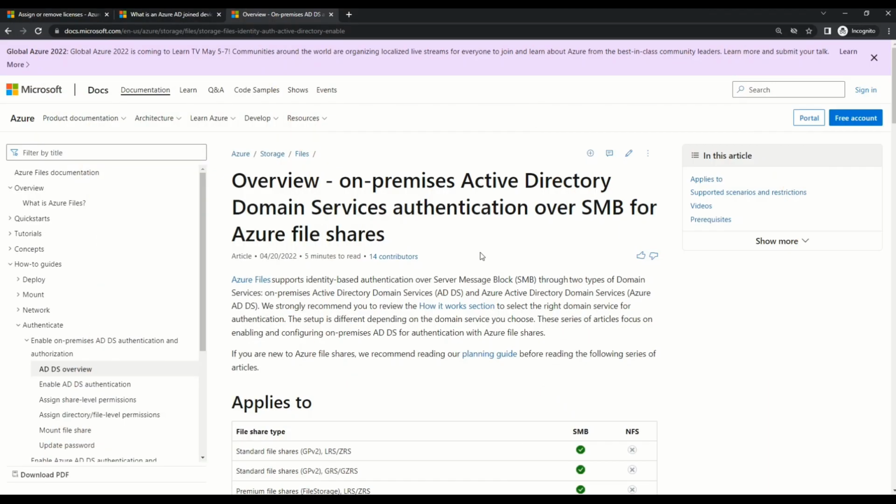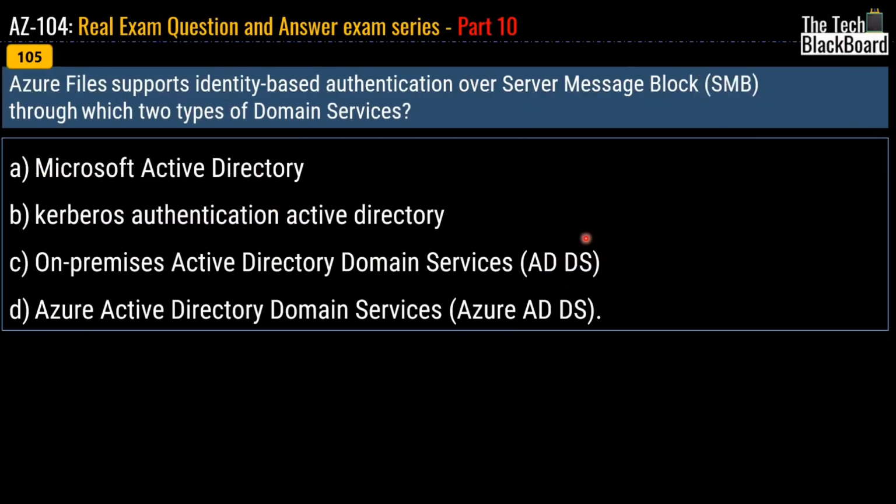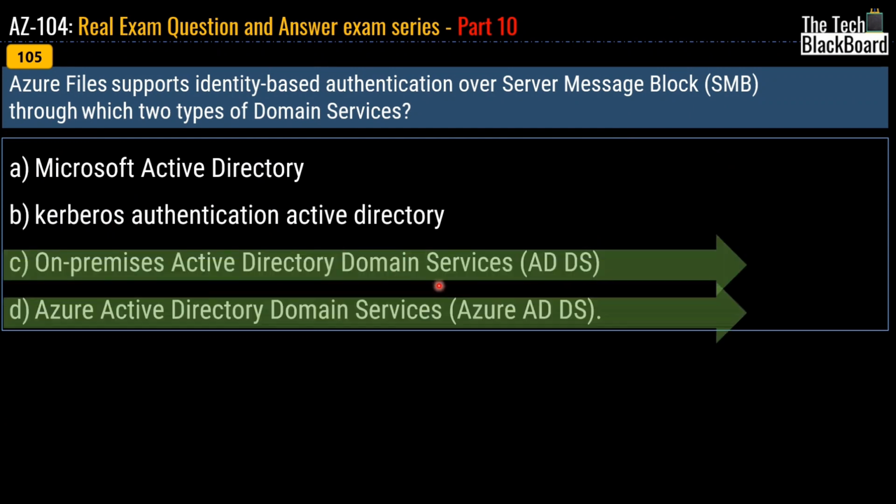If you want to read more about server message block or SMB that was mentioned in the question, then you can come onto this Microsoft documentation. The link for this Microsoft documentation is given in the description box. But for now, the correct answer for this question is option C and option D.